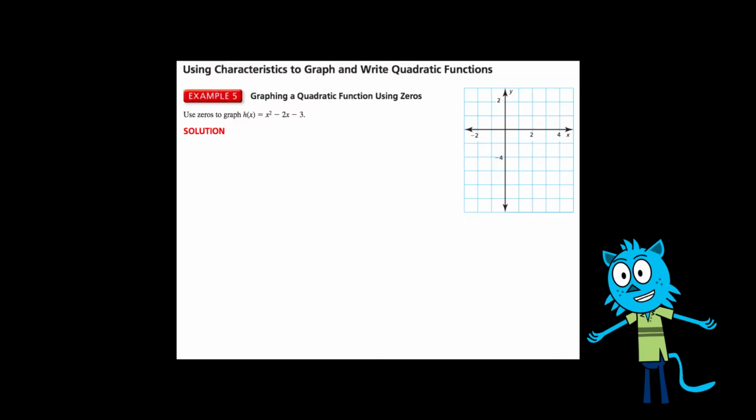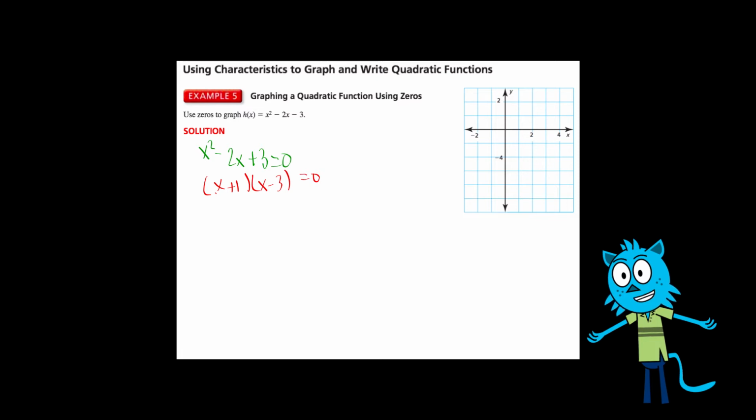Find the zeros of this function. So let's go ahead and factor that. Two numbers that multiply to -3 but add up to -2. That would be -3 and 1. So let's go ahead and set up these two quantities, the quantity x plus 1 and the quantity x minus 3.